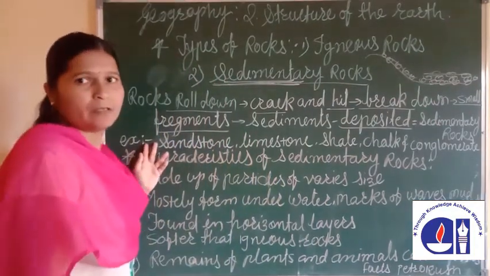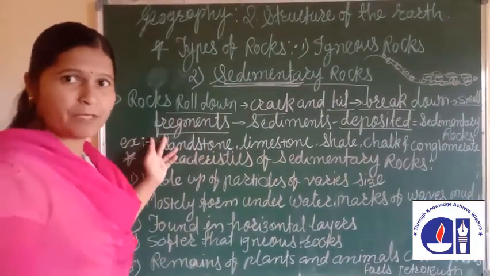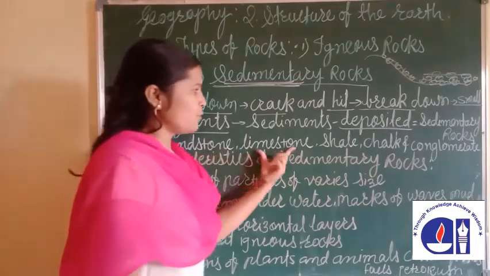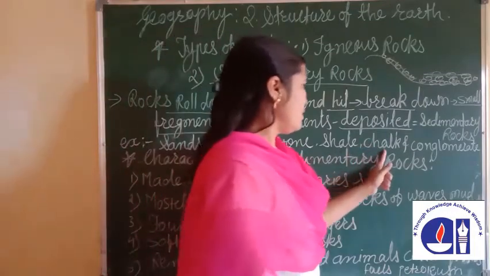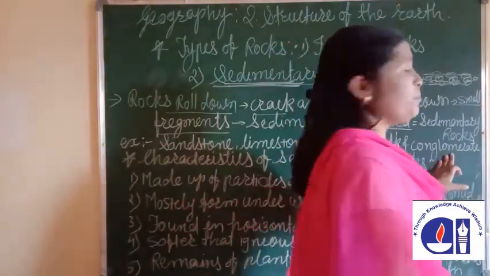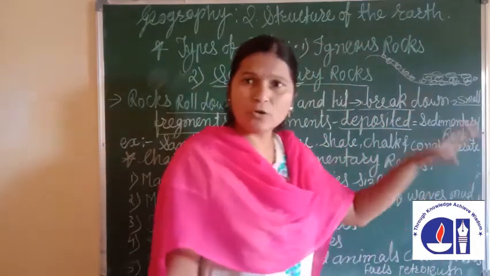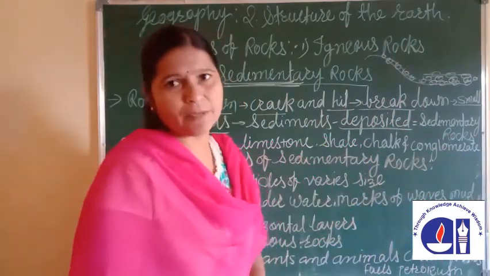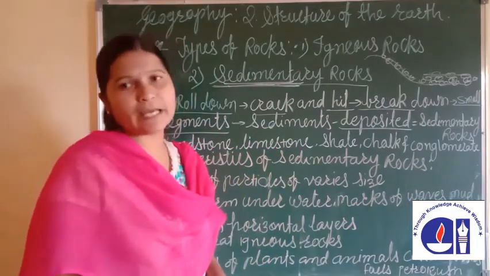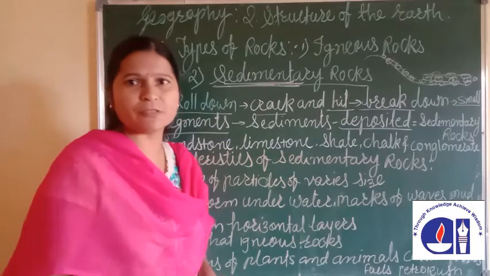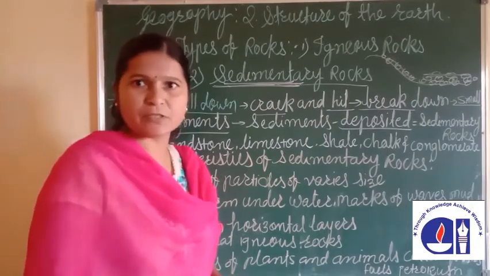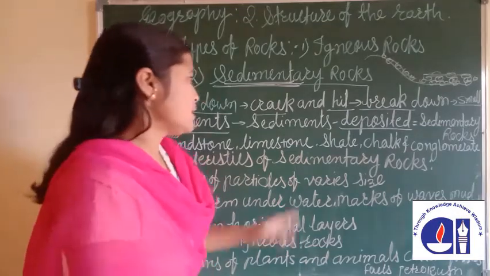Some famous examples of sedimentary rocks are sandstone, limestone, shale, chalk, and conglomerate. So these are some examples of sedimentary rocks. Now we will see the characteristics. What are the famous features? What are the features of sedimentary rocks? What is special about sedimentary rocks?